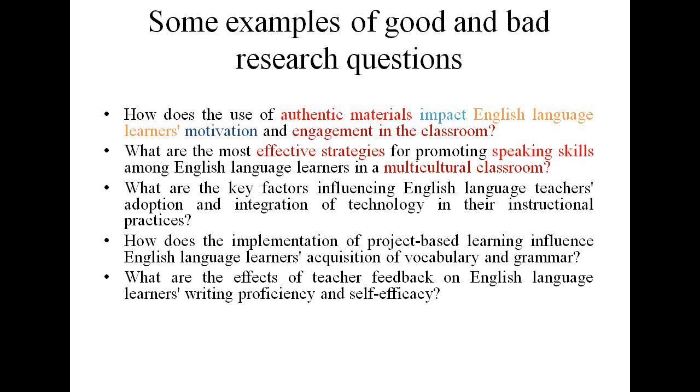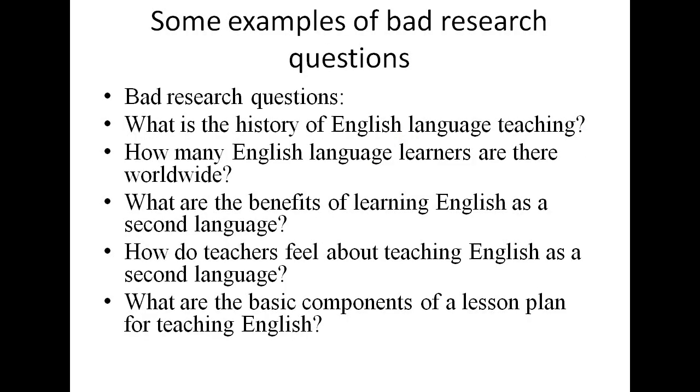Now we come to the bad research questions. These are the horribles. Just by going through the research question, you would easily understand that they are bad research questions. For example, what is the history of English language teaching? This is basically the opposite of what we have discussed. This is not clear. This is not researchable. This is not focused on one issue. This is not interesting. This is not clear. This is not concise. This is not precise. Whatsoever you find, it has everything that is bad.